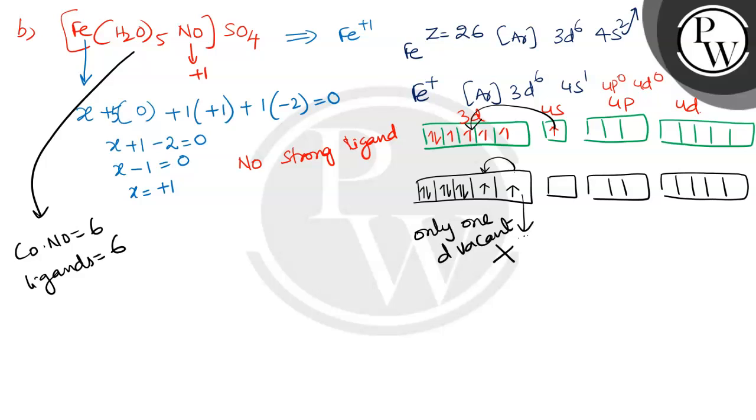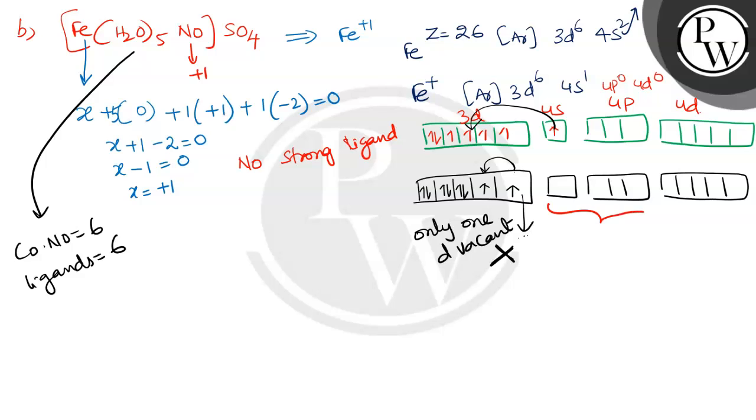Therefore, there is no need for pairing up of electrons here, because there is no use even if it is paired up, only one d orbital is left. So that is not participating in the hybridization. We require two d orbitals. They are not available in case of 3d. So therefore, it uses outermost orbitals for hybridization.